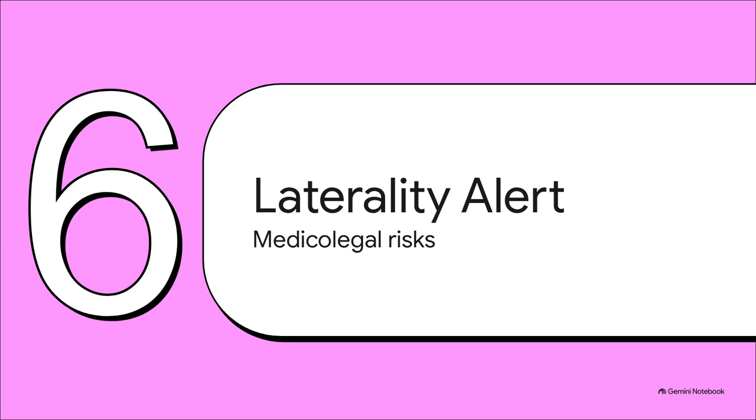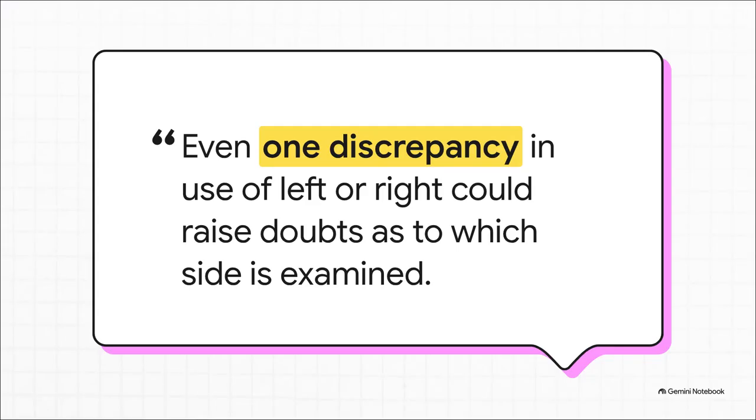Finally, we arrive at Section 6. This is an area where simple errors have severe consequences. A medical legal alert on laterality. So there is a legal vulnerability here that is honestly a bit terrifying. When you're dealing with a condition involving a body part with laterality, a knee, an eye, a kidney, you have to specify left or right consistently throughout the entire note.